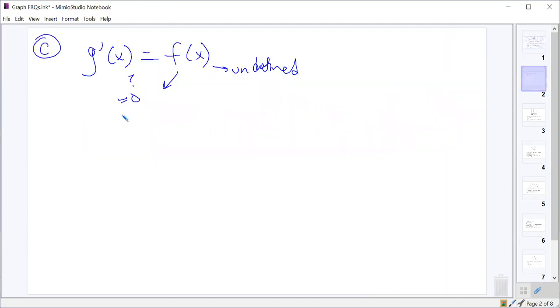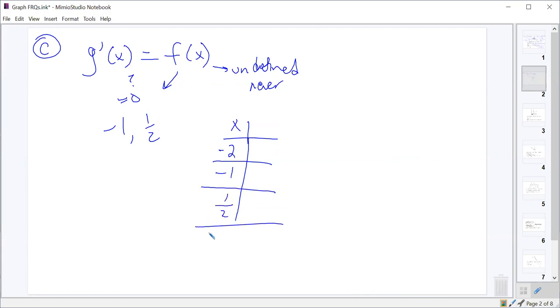So -1, positive 1/2. This is never. And we're going to check all of our values, starting with -2, -1, 1/2, and 5. So both of my endpoints and both of my critical values, and find the value of g of x at each of those. And that will tell us which one is the absolute max. So we know that g is the integral from -2 to x of f of t dt.